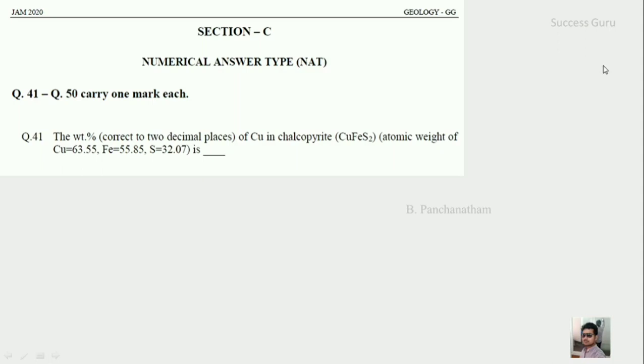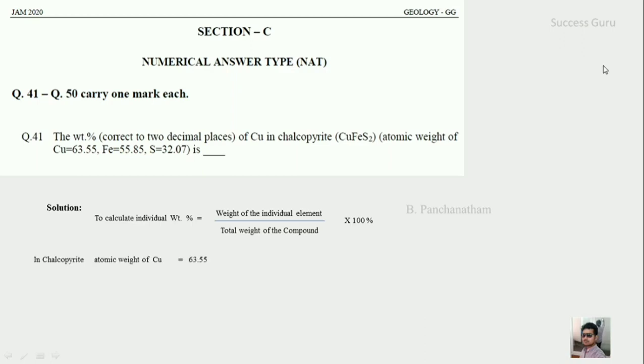So the very first question is, they have asked for the weight percentage of copper in chalcopyrite, and they have given the atomic weights of the elements in it. To find out the weight percentage of any individual element, we divide the individual weight by the total weight into 100 percent. That is the formula for finding the weight percentage.